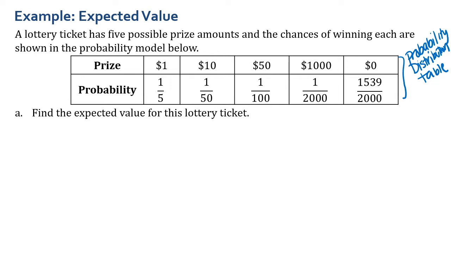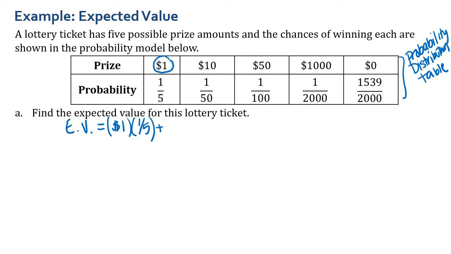So if we wanted to find the expected value for this lottery ticket, the reason we use this probability distribution table is it makes it so easy to organize the information to figure out the expected value. So the expected value formula tells you to do the value of event 1. So event 1 would be winning $1. So the value of that is $1, and the probability of that happening is 1/5.